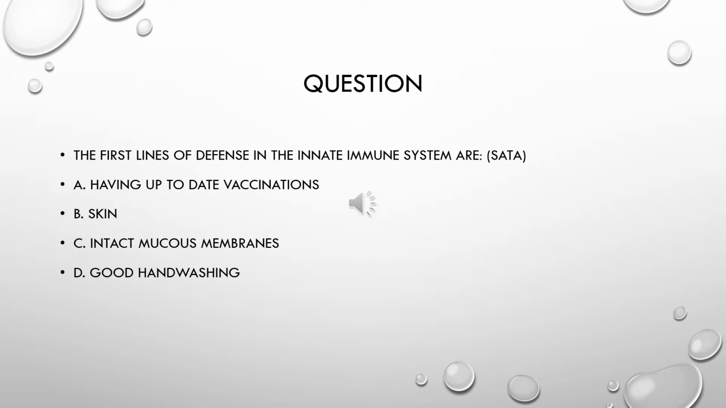We know that if the mucous membranes are intact, the risk of transmission is significantly less. And I think of HIV in particular with this one. And then also good hand washing. Even though we know hand washing is the number one way to stop the spread of infection, it does not ring true on this one because it is not one of those innate parts of the immune system. It's something we do, but it's not the correct answer here. So your correct answers are your skin and intact mucous membranes are the first line of defenses in the innate immune system.